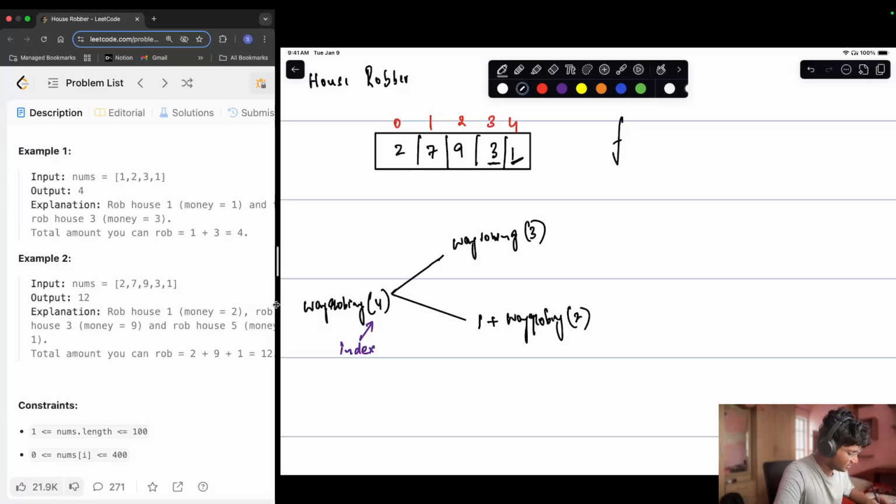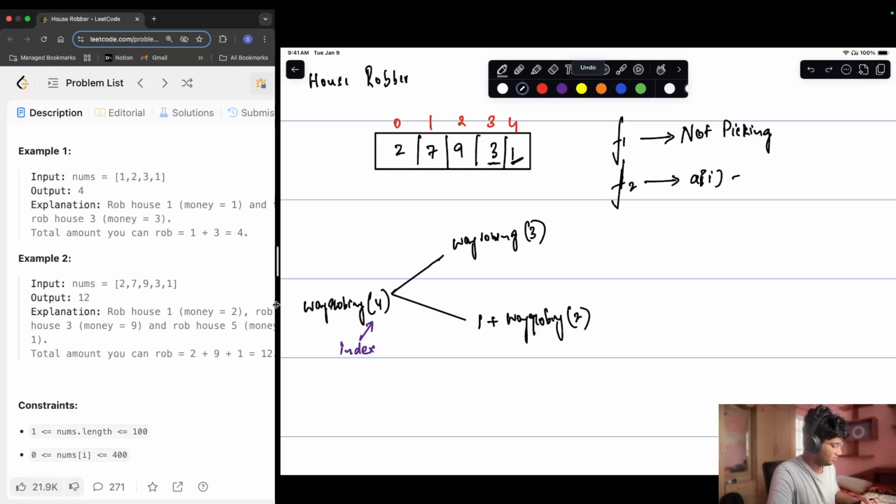Our first condition is not picking. And our second condition is, we're not writing the equation here, the second condition is picking.